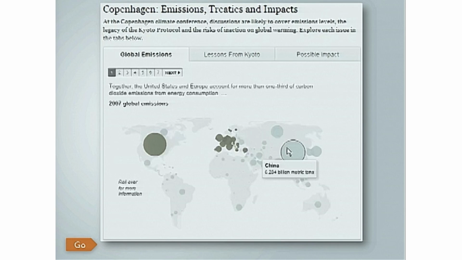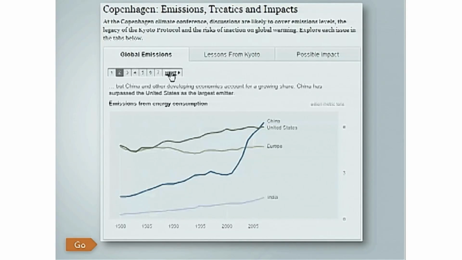So this is a warm-up view to get you started. Up at the top are the chapters that you can go through, and a convenient next button, so you can click through from one view to the next. When you click next here, you get the trend view. Here's the trend over time for China, United States, Europe, and India. The big point on this one is that China has just crossed the United States, before this climate change conference, in terms of its global emissions. That's a relevant fact for what's going to be coming up at the conference.